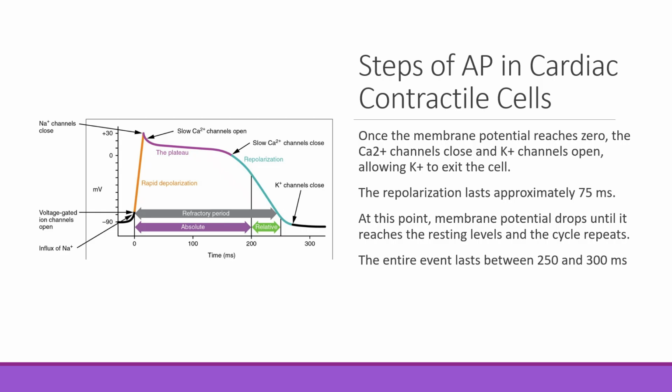Once the membrane potential reaches zero, the calcium channels are going to close and the potassium channels are going to open, which is going to allow the potassium to exit the cell. The repolarization lasts approximately 75 milliseconds. This is the blue part of the graph that you're looking at. And at this point, the membrane potential drops until it reaches the resting level and the cycle repeats. This entire event lasts between 250 and 300 milliseconds.